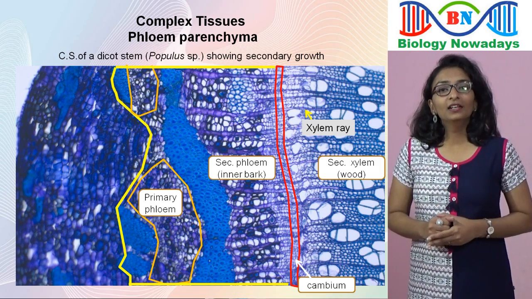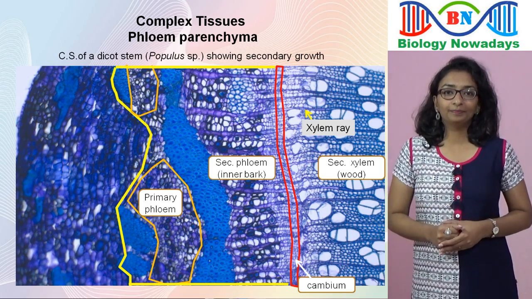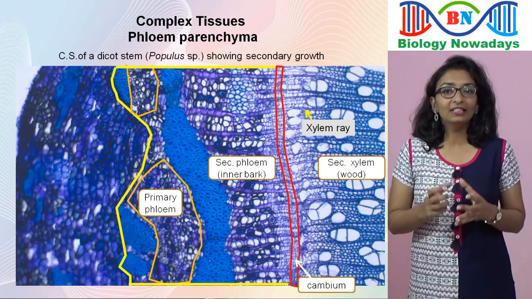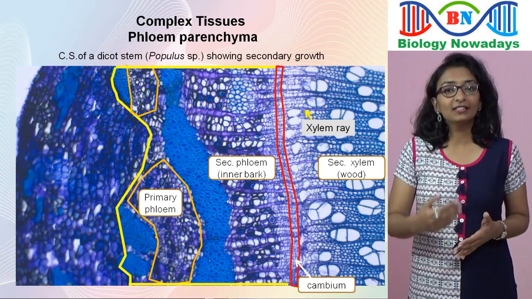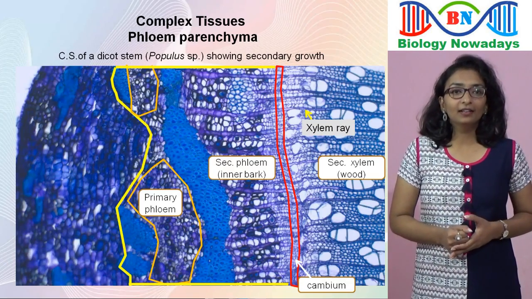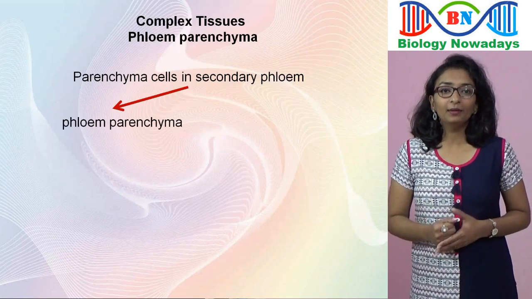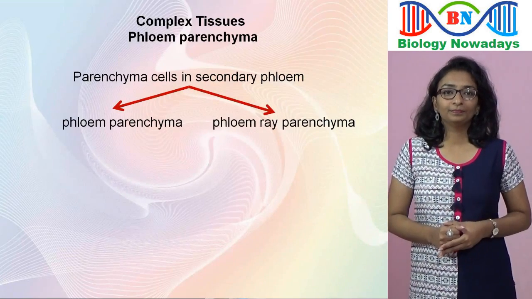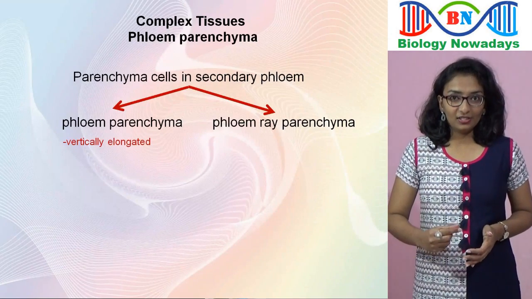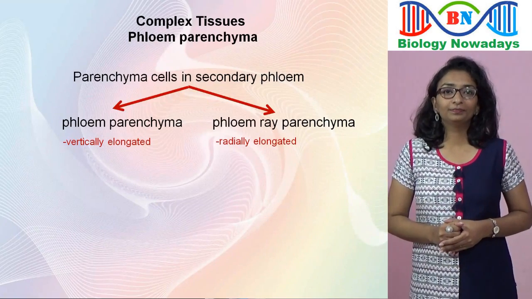Like the primary xylem, primary phloem cells also arise from the procambium of the apical meristem. The primary phloem cells are usually crushed and functionless in trees due to the formation of secondary xylem and secondary phloem tissues. Like in the case of secondary xylem, secondary phloem has two types of parenchyma, namely phloem parenchyma and phloem ray parenchyma. Phloem parenchyma cells are elongated in the vertical direction and ray parenchyma cells are elongated in the radial direction.